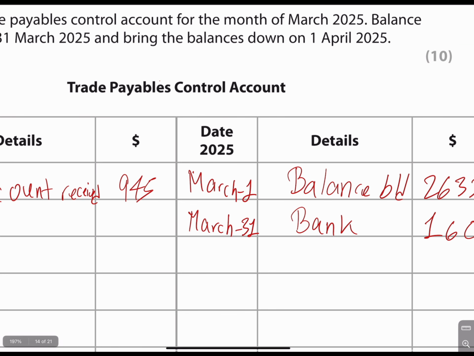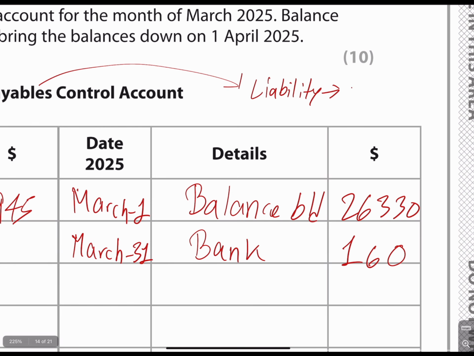Now just use this logic: trade payable is our liability. Any activity that increases our liability will enter on the credit side. Any activity that decreases our liability will enter on the debit side. That's a simple law and simple logic that we have to use when doing the trade payables account.